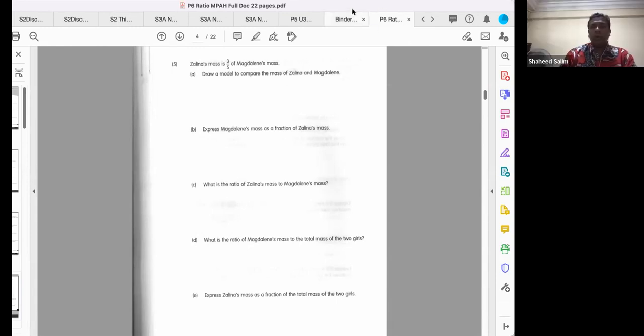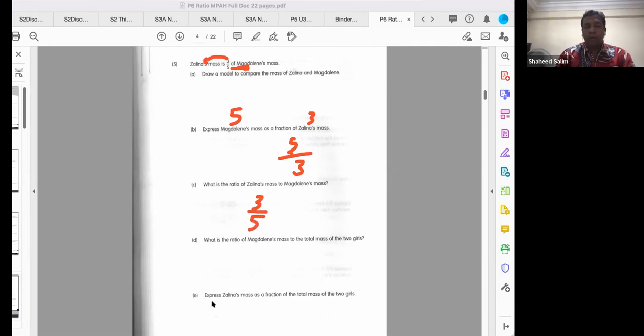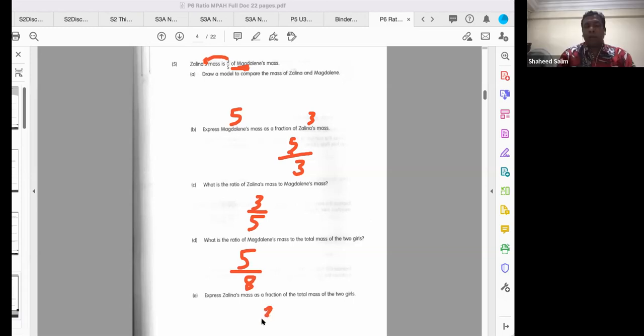Here we go. All right, Magdalene's mass. First of all, you must know that this 3 refers to Zalina, 5 refers to Magdalene. So Magdalene now is how many? 5, right? Zalina 3. Just put 5 over 3. Finish. These basics you must be very clear. Zalina, can you scroll down to E for a while? I forgot the question. Okay. E, 3 to 5. Scroll down. Express Zalina's mass as a fraction of the total. So now Magdalene 5 to 8. This one 3 to 8.